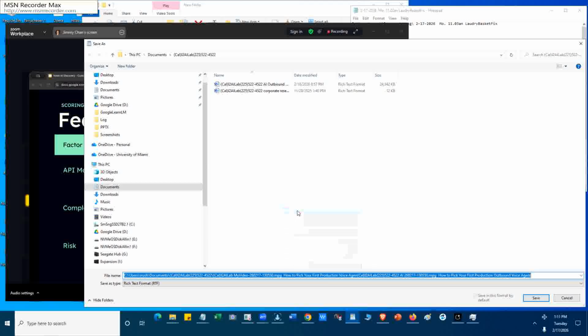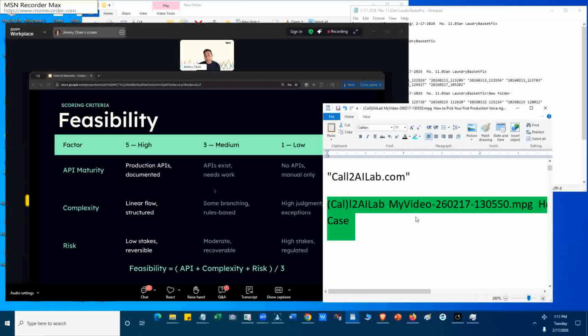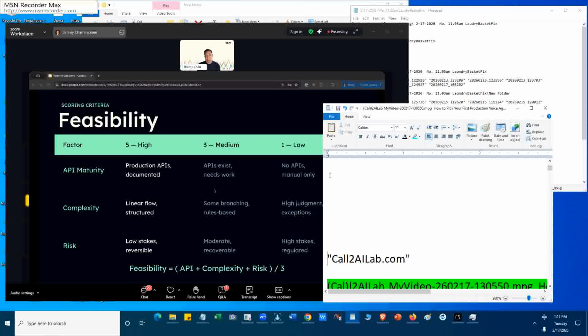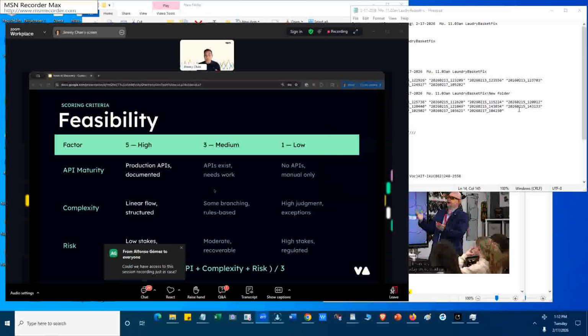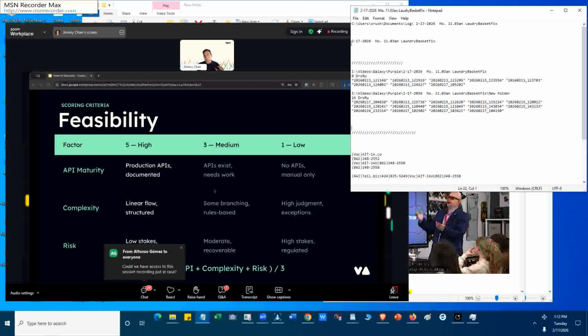So what do we mean by API maturity? We mean, do your customers have production APIs that are well documented? If they do, then you can score high and then give them a 5. If there's no APIs and everything is manual, then you might want to score 1. For voice AI deployments, customers who don't have APIs to the systems that their voice agents interact with, I would say that's a red flag because they either need to build them or you have to build it for them. But it adds timeline risk on that deployment.